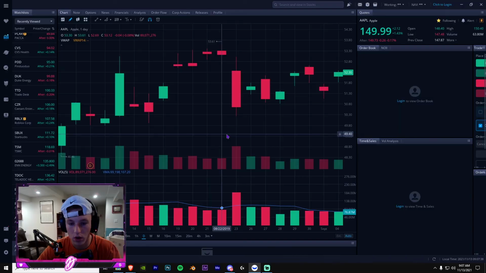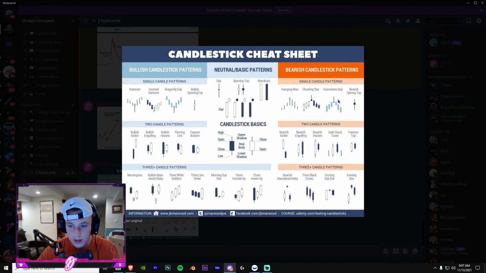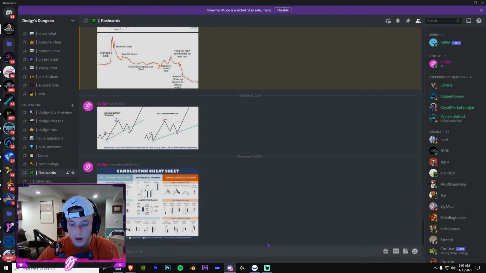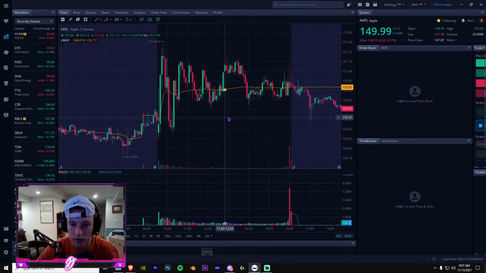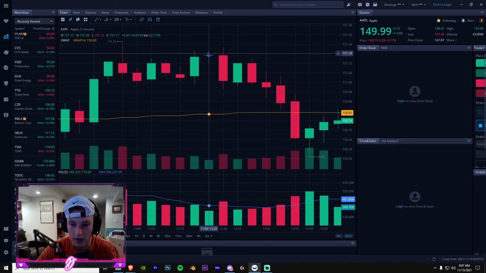So dojis, let me go back to this. So basically dojis, like I said, I usually see them at the end of trends or for reversals. So let me go to the 5 minute of Apple. Let me look for another doji. So right here, see this giant green candle, then this doji.